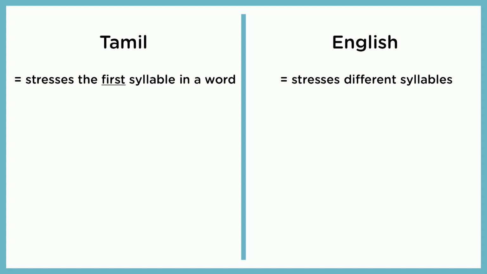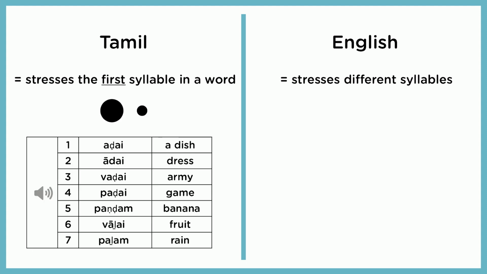Now, like Jay was saying before, it can be quite different in your first language, the stress patterns to English. So for example, if we take a look at Tamil, in Tamil the rule is that you stress the first syllable in a word, always. So we've got some Tamil words here, and we're going to listen to a recording of these words.